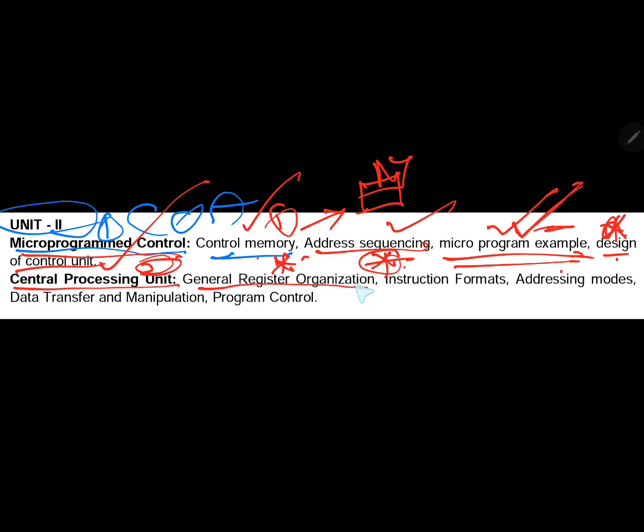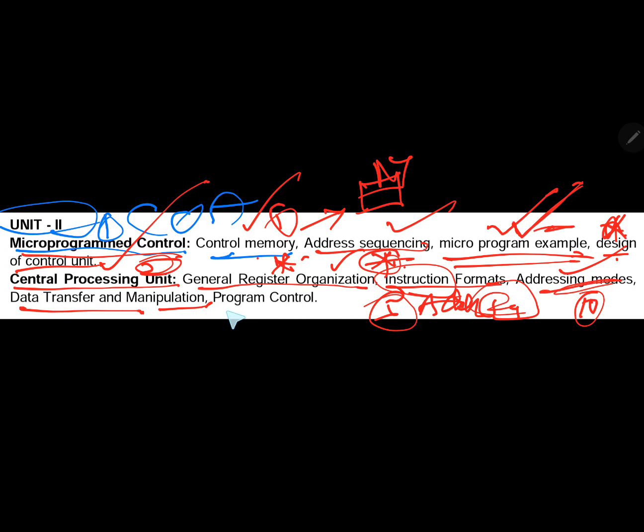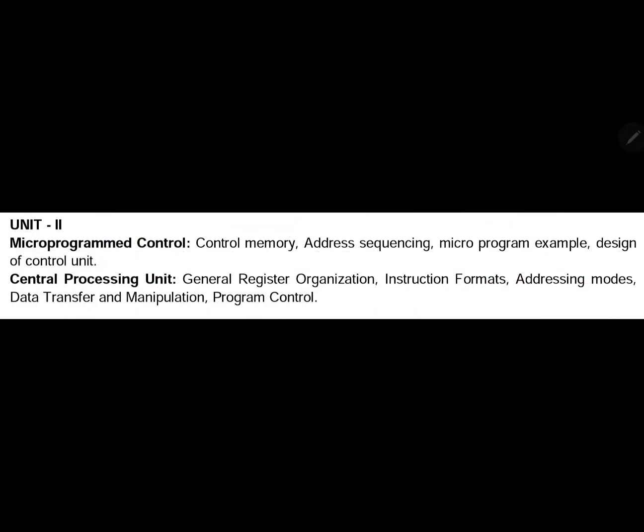There, general register organization is the first question. And instruction format, I just told you. Addressing instruction means instruction format, both are the same. Addressing modes means 10 types. Direct question, that is theory. This is 5 types. And data transfer and data manipulation, program control, these are 3 types of data transferring modes, data converting methods, one register to other. This is the syllabus, right?